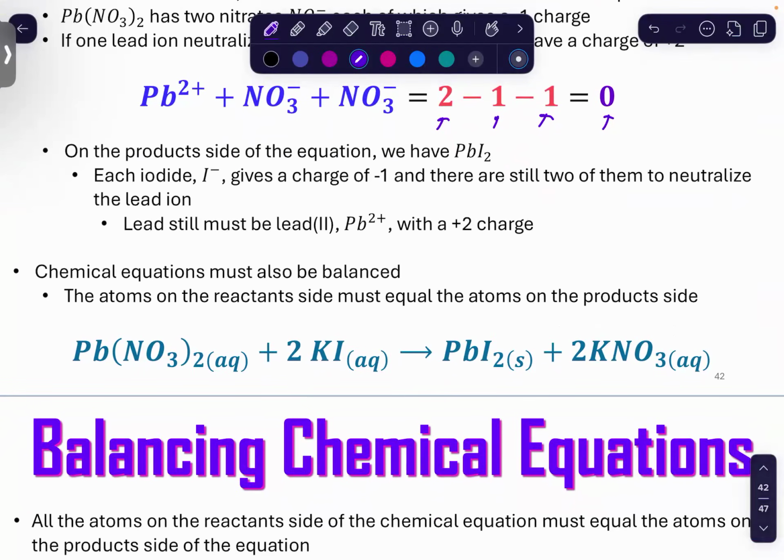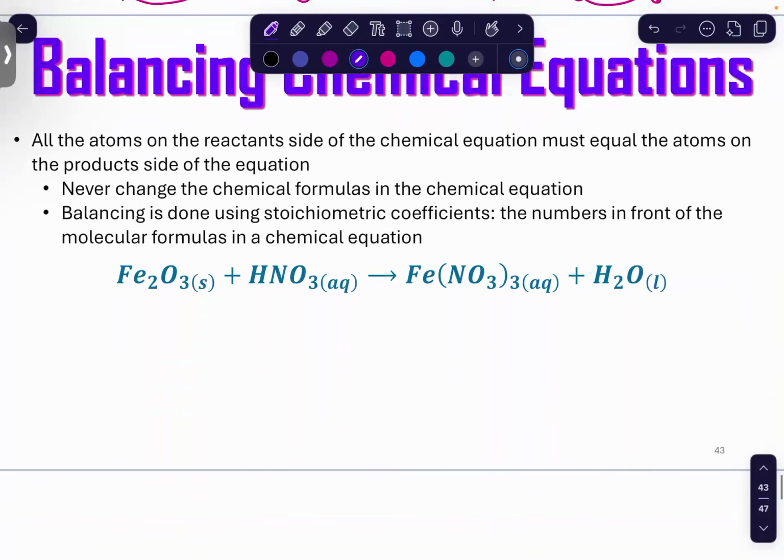So also, you say, is this balanced? Well, let's take a look. I have one lead, two iodides, two potassiums. This 2 is going to give me two nitrogens. I have two nitrogens. And 2 times 3, that's six oxygens. And then 2 times 3, that's 6 oxygens. So yeah, every atom balances. So this is what your chemical equations need to look like. But can you balance them yourself?